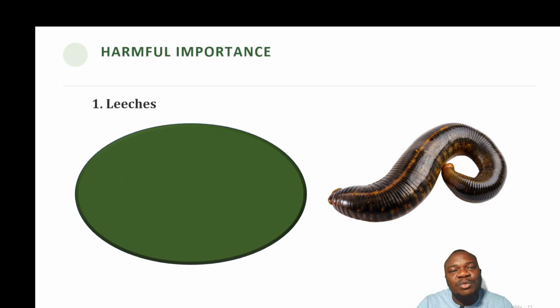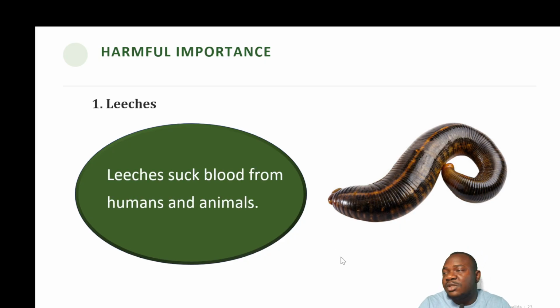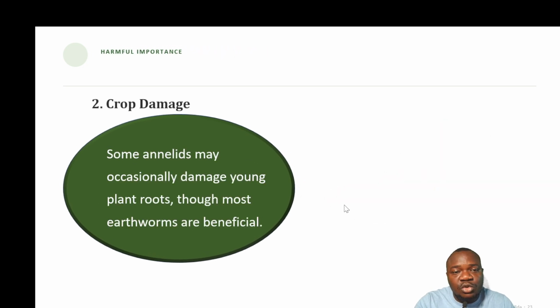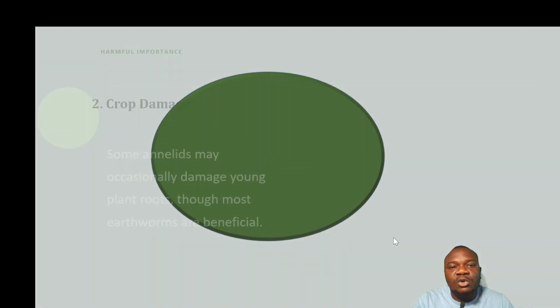And we have some harmful importance of annelids. Leeches are blood sucking. They are parasitic. They suck blood from humans and animals. Okay, they have suckers which help them to suck blood. And they also destroy crops. They damage young plant roots, and this affects agriculture.